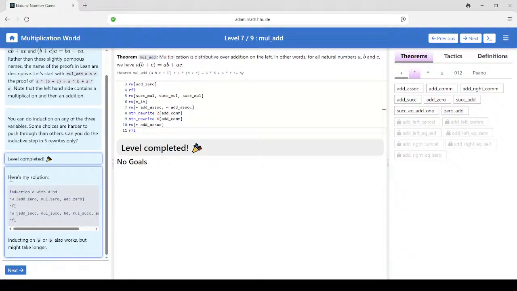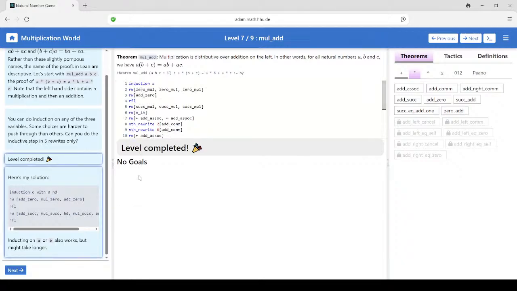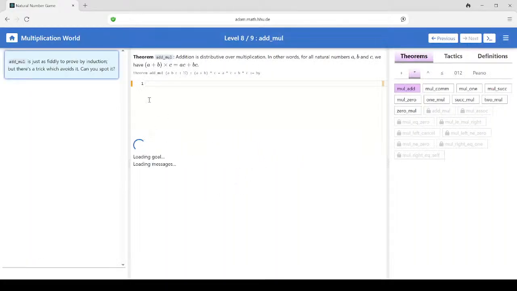Here's my solution. Induction C. Rewrite, add 0. I mean, it's hard for me to visualize what he's doing without actually being able to see the goal update. But wow, that's a hell of a lot shorter. Induction C. I went with induction A. Anyway, let's move on to the next one.